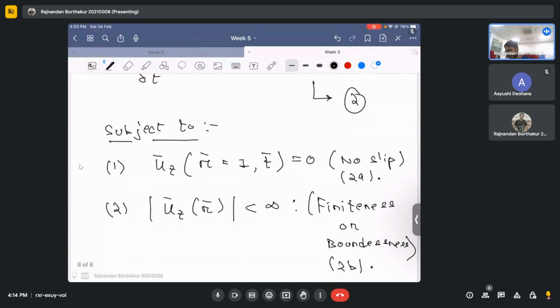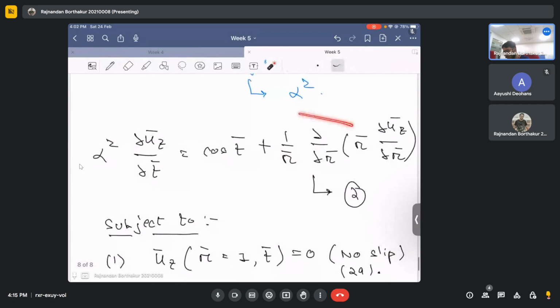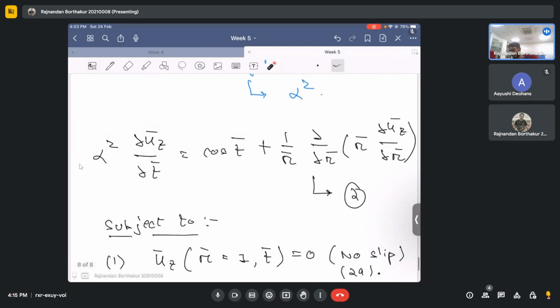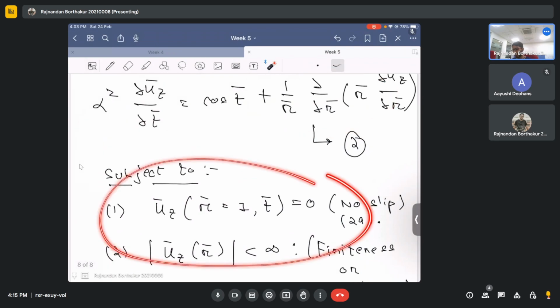So let's get started with the solution. Before that, what did we do? We started off with the dimensional governing Z momentum equation. We defined the characteristic scales. We defined the non-dimensional numbers pertaining to those characteristic scales. Then we substituted those non-dimensional numbers into the dimensional governing equation, and then we simplified the equation, which basically looked something like this, and is subjected to these two boundary conditions.